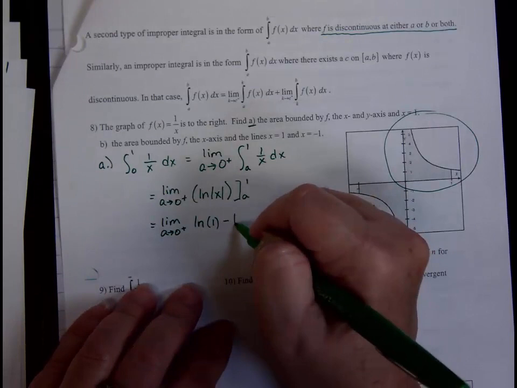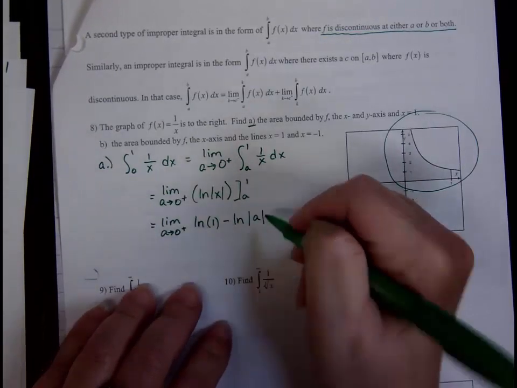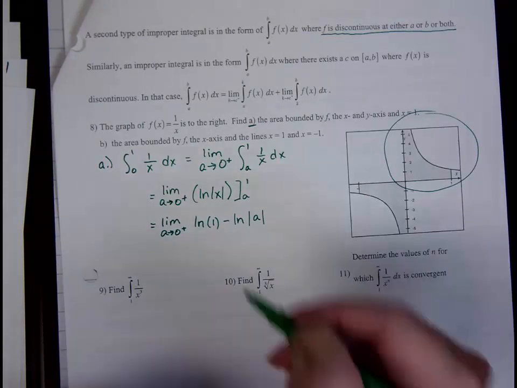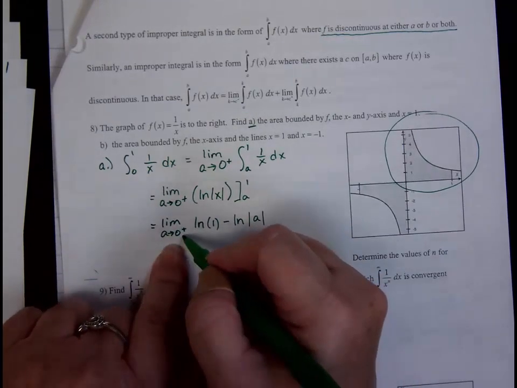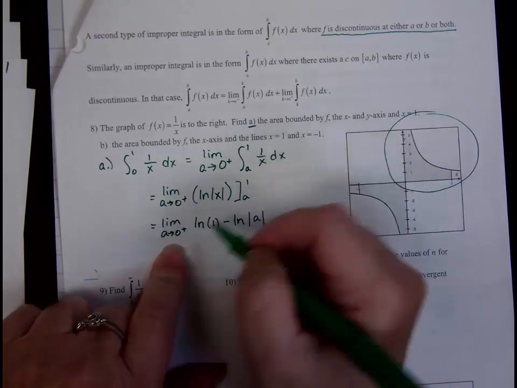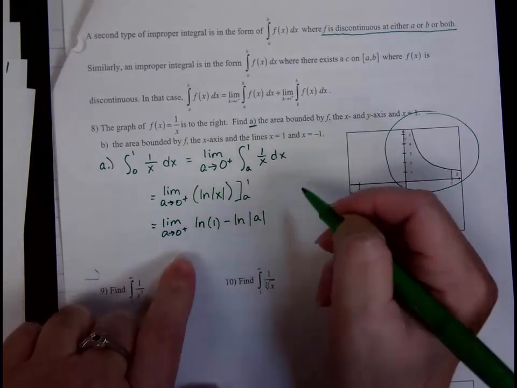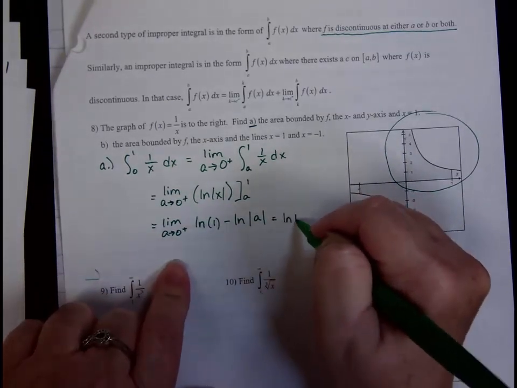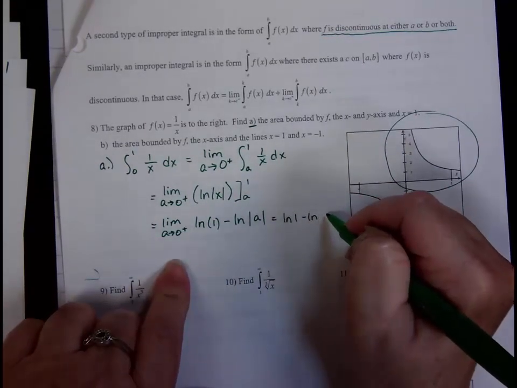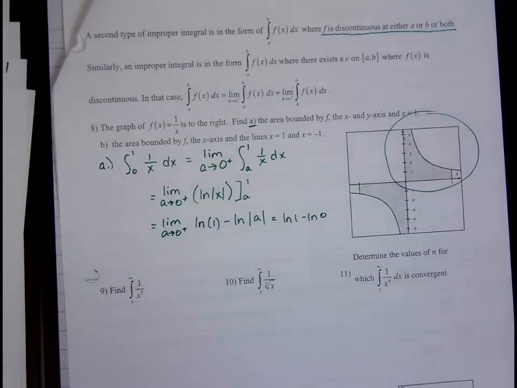Minus ln absolute value of a. I'm going to go ahead and leave it in absolute value because I haven't really defined it yet. It's still a variable. So now, whenever a is approaching a number, what do you usually do to evaluate the limit? You just plug the number in, don't you? So this would be ln of 1 minus ln of the absolute value of 0, which is 0. Agreed?